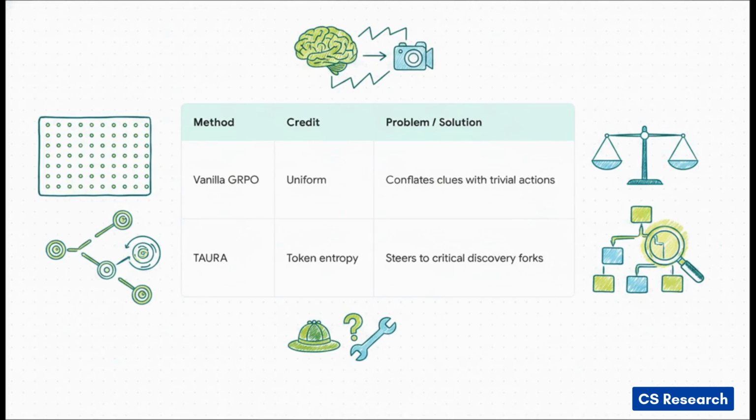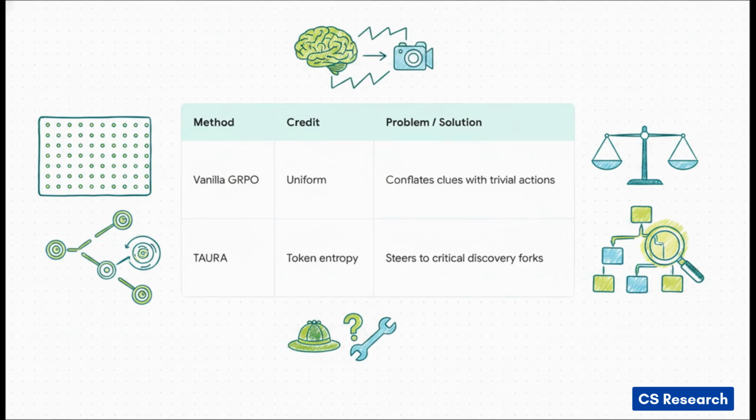Now, if you look at this comparison, standard reinforcement learning uses something called vanilla GRPO. It essentially gives a uniform flat reward for the entire string of actions as long as the model eventually gets the final answer right. But that creates a huge problem known as advantage homogenization. It means the AI gets the exact same credit for a totally trivial fast-forward action as it does for the pivotal aha moment where it discovered the murder weapon. That doesn't make sense, right?